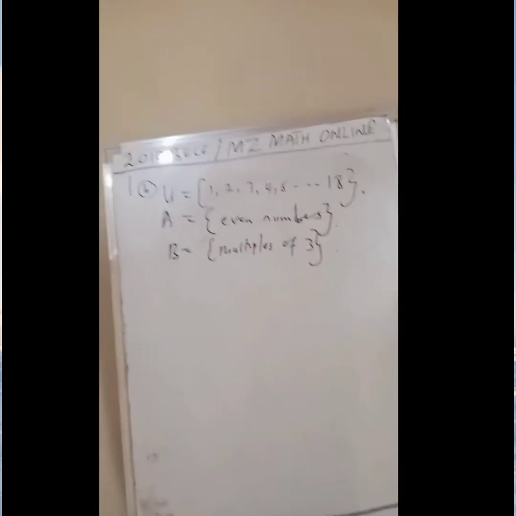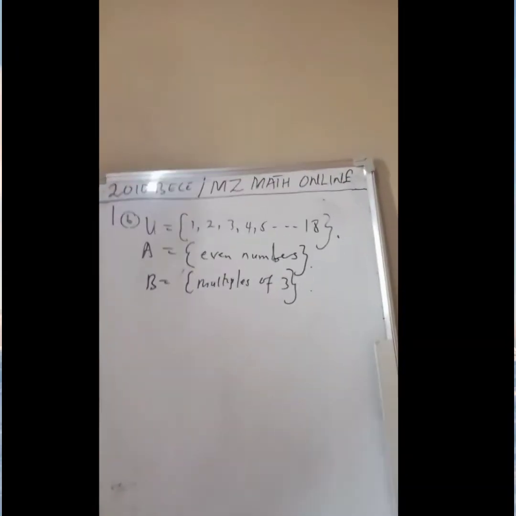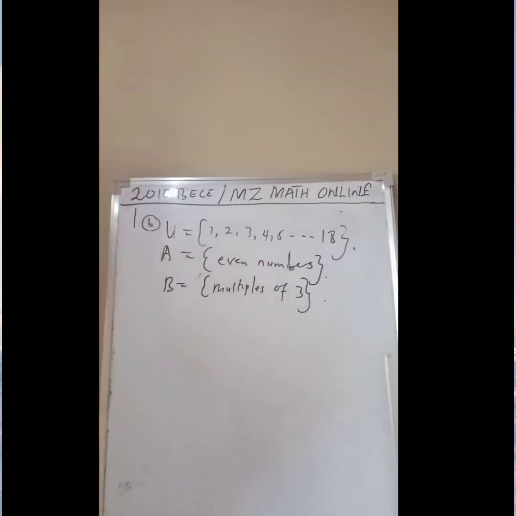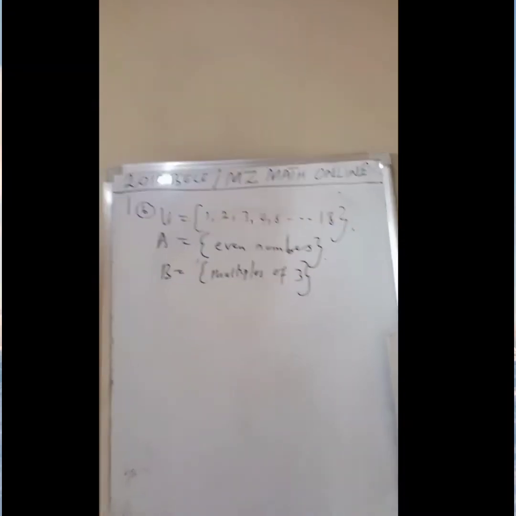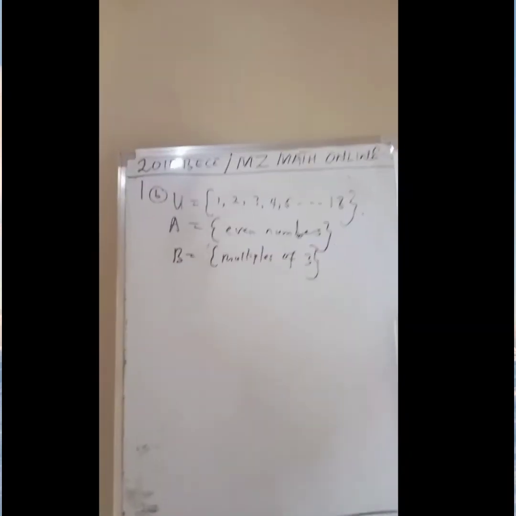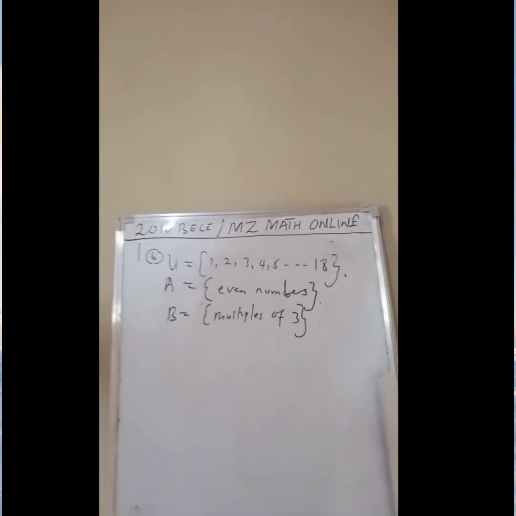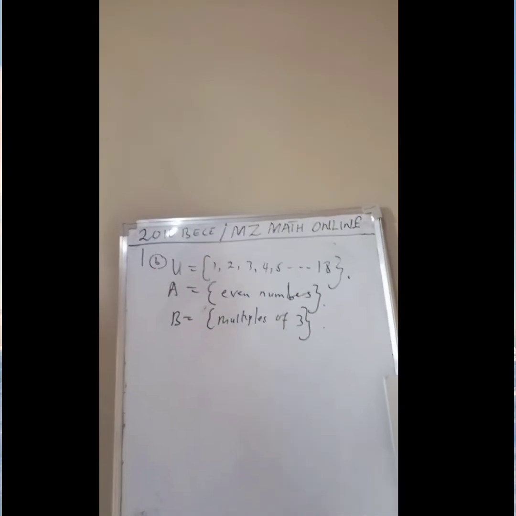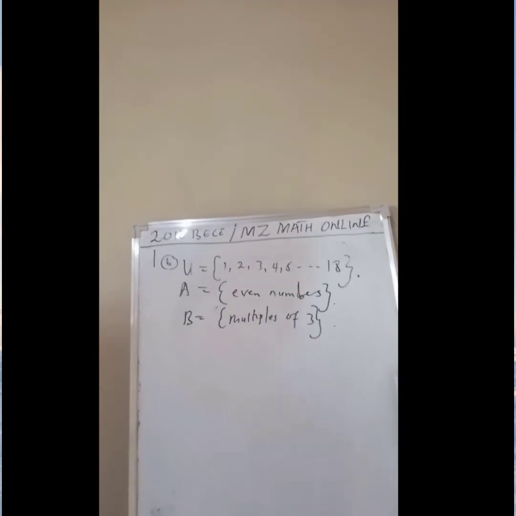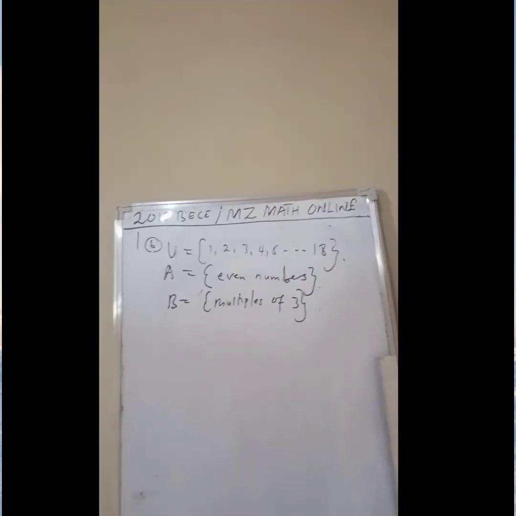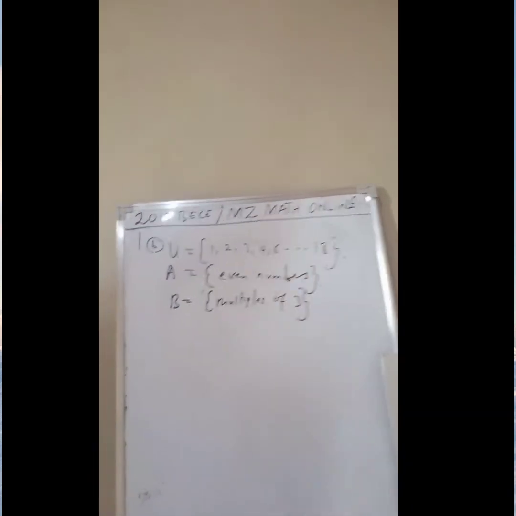Now, one thing you must bear in mind is that whenever a set is said to be a subset of a given set, it means that that particular set has been formed from the given set, that's the universal set. So for set A and set B to be subsets of the universal set, what that means is that none of the sets A and B should exceed the universal set.